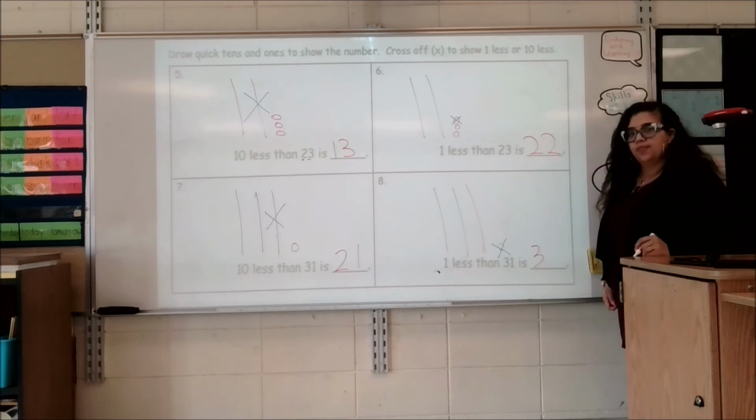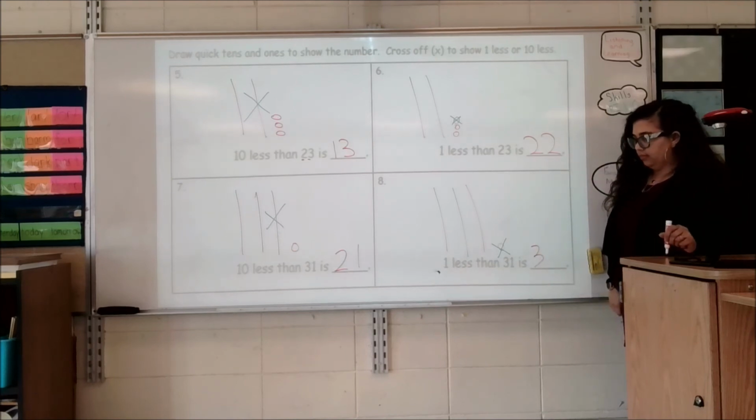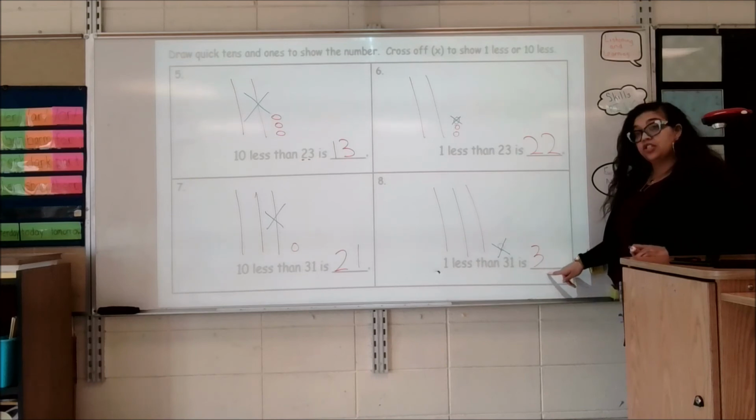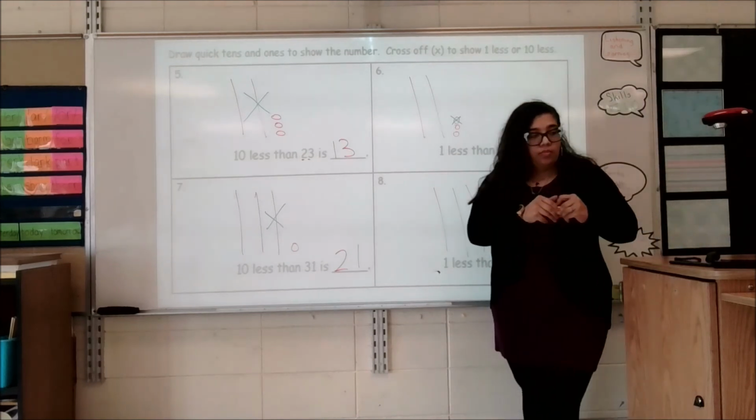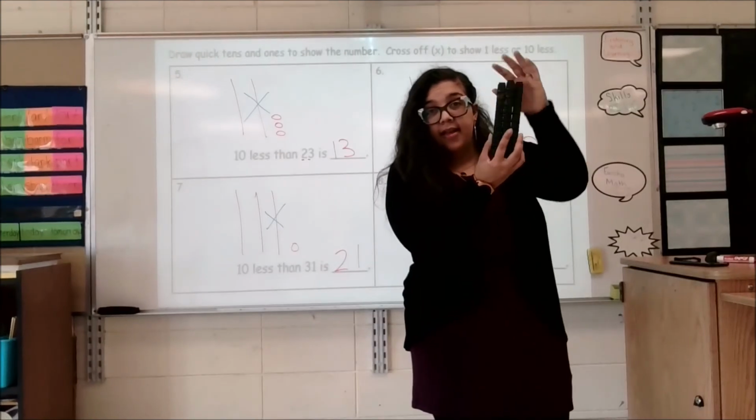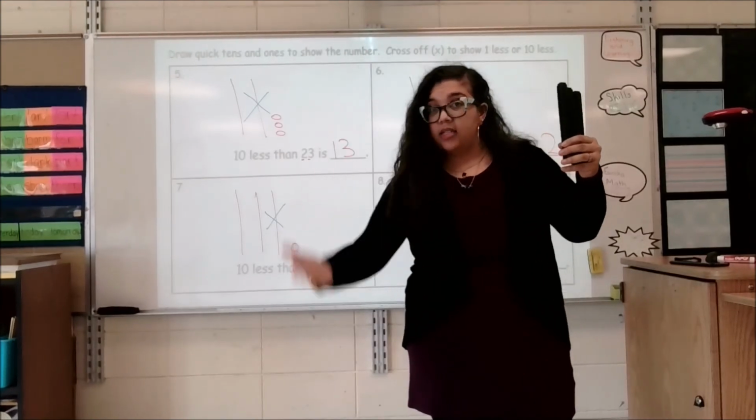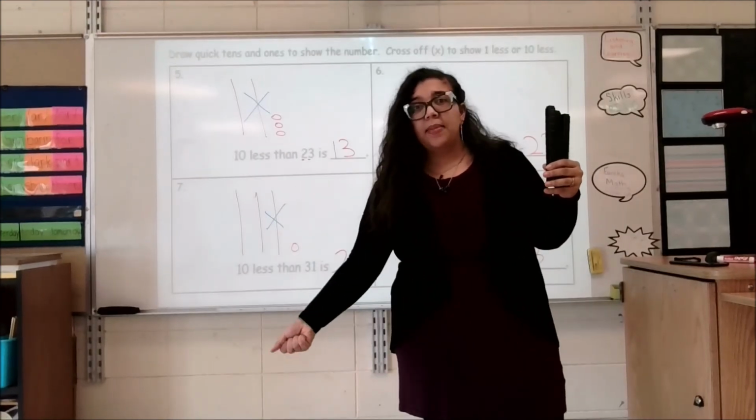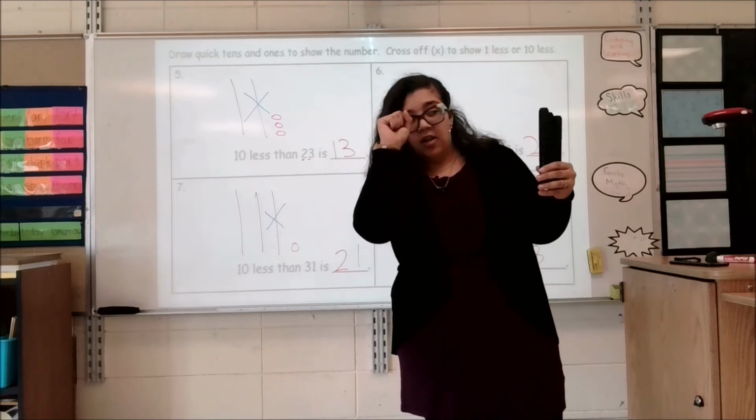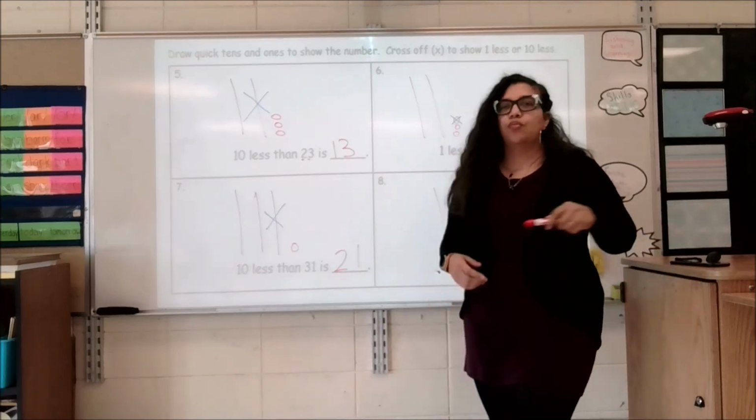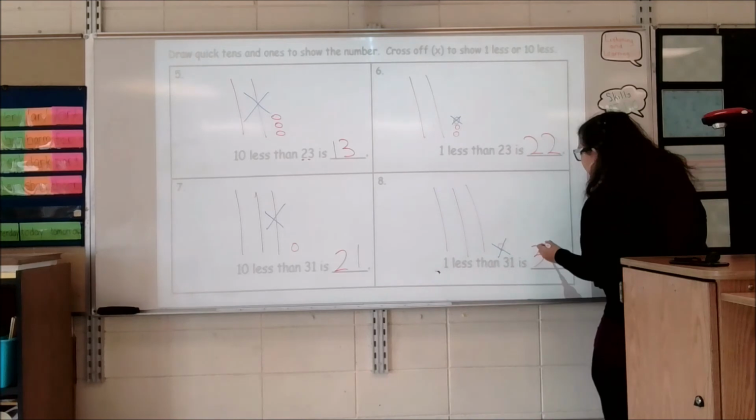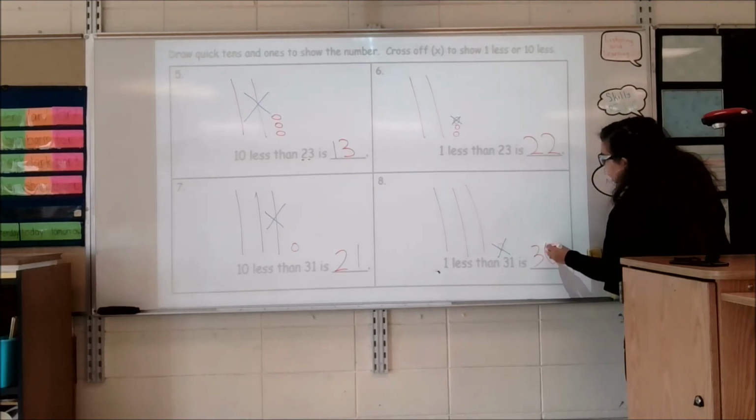Is that right? No, that just says 3 because the digit 3 is in the tens place. The ones place can't just be empty. How many ones were there? 0 ones. There were no ones left. You have to write that 0 in the ones place.